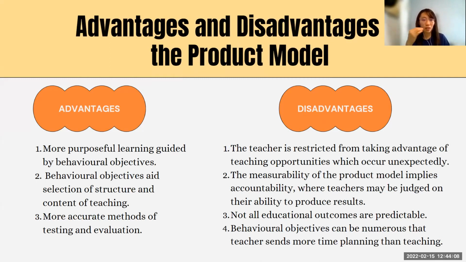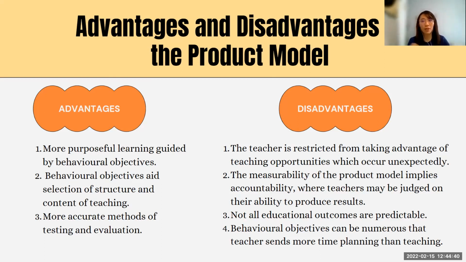And these objectives also help the teacher in planning the class. So the teacher knows, okay, if I want to teach this topic, what sort of structure I should have in the class, what sort of content I am going to teach the students. And because everything is listed clearly, in black and white, it produces more accurate methods for testing and evaluation of the students' achievement. So it is easier to evaluate the students based on the objectives that have been stated.